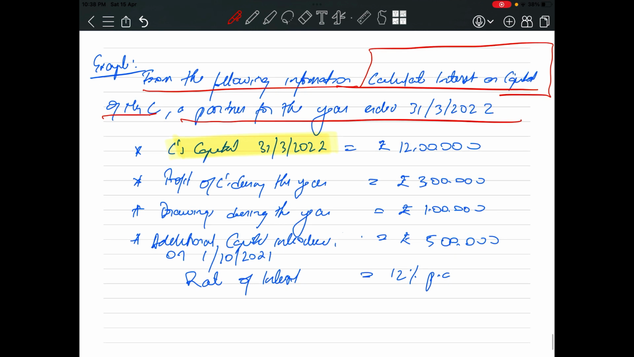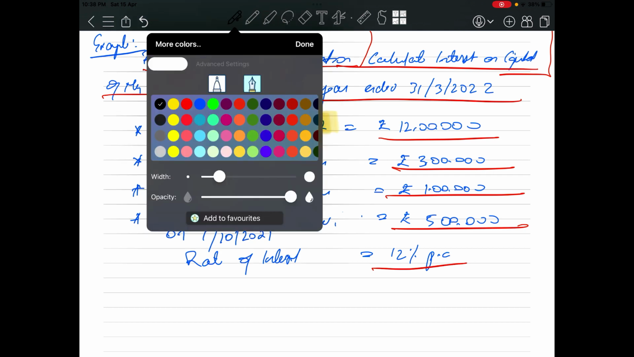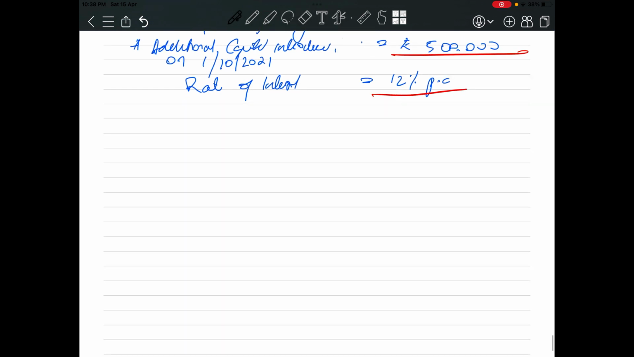Okay, the capital balance of the partner at the year end is 12 lakhs. Profits during the year is 3 lakhs. Drawings during the year is 1 lakh. Additional capital introduced is 5 lakhs and rate of interest is 12%. Okay, so now let's calculate interest on capital. Now we'll have to do the calculation of interest on capital.